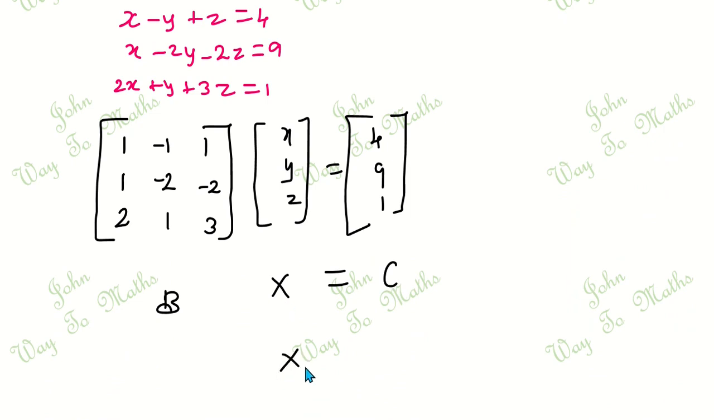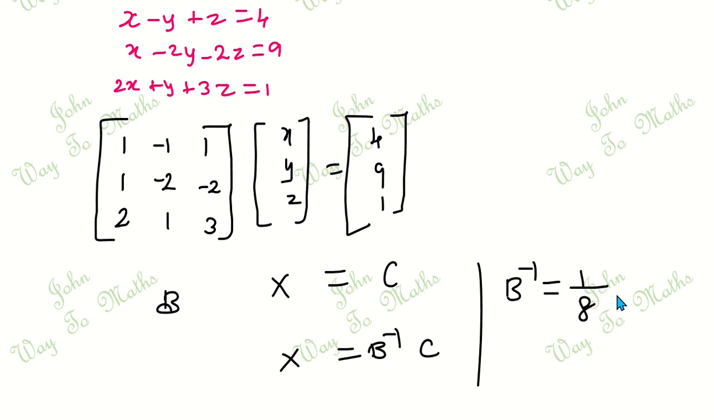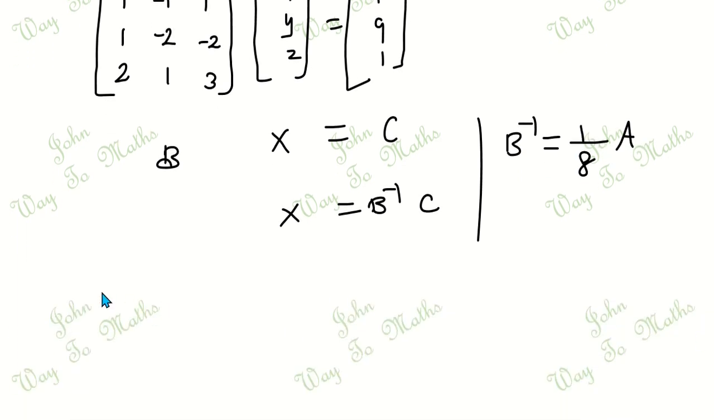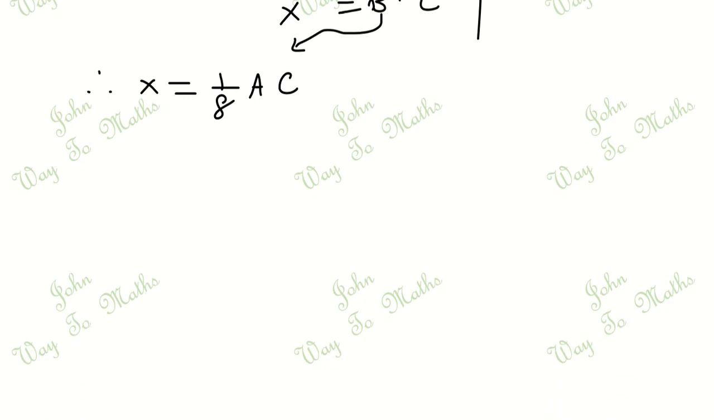So we need X. So I'm going to pre-multiply by B inverse. We get B inverse into C. Already we know the condition B inverse becomes 1 by 8 times A. Now I'm going to apply this condition. Therefore, X is equal to 1 by 8 times A into C. B inverse has been replaced. Okay, now I'm going to apply the A matrix and C matrix.